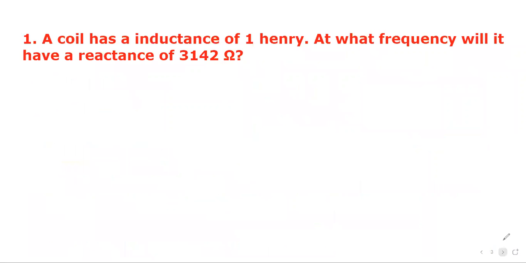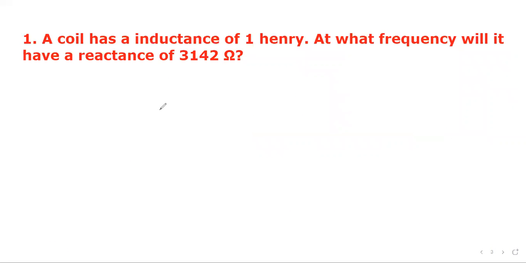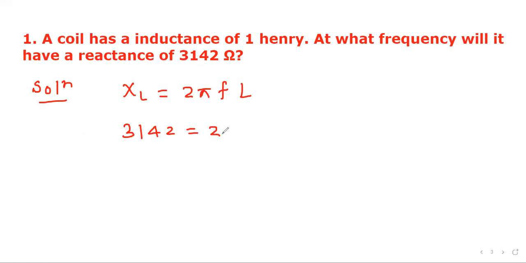Now, let's do some numericals. A coil has an inductance of 1 Henry. At what frequency will it have a reactance of 3142 ohm? We know that reactance is given by 2 pi FL. We are given reactance as 3142 equal to 2 pi, pi is 3.142, into frequency, which is to be found, into inductance, which is given as 1.